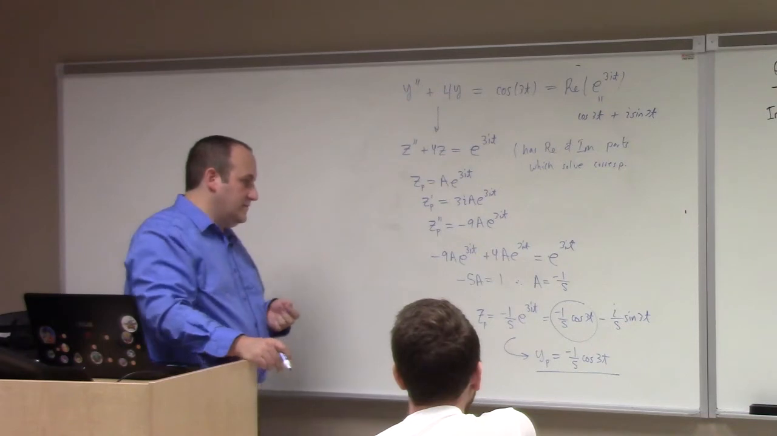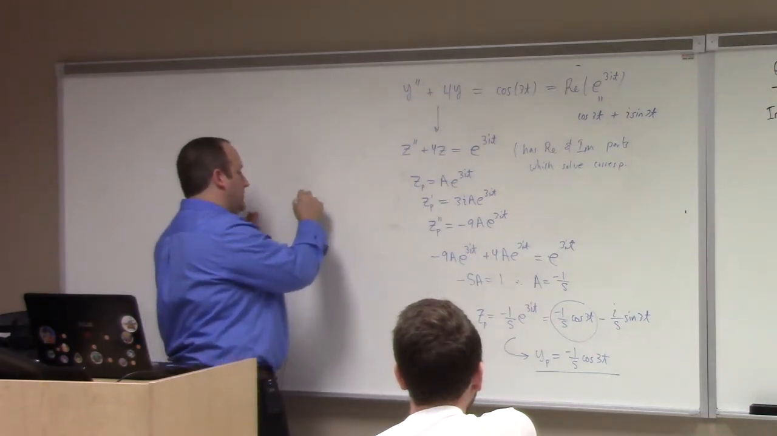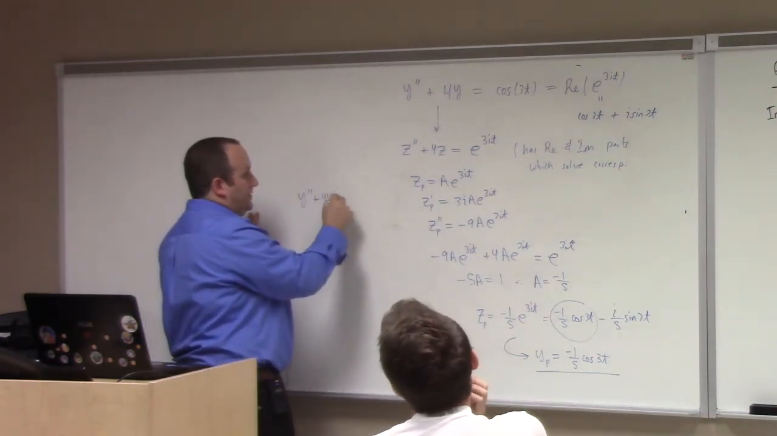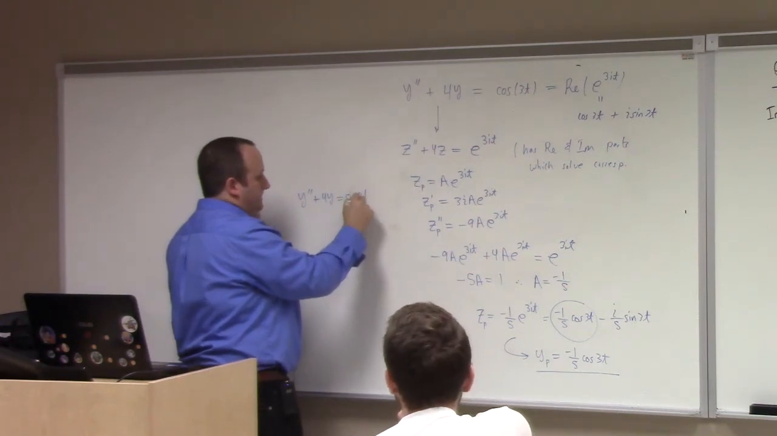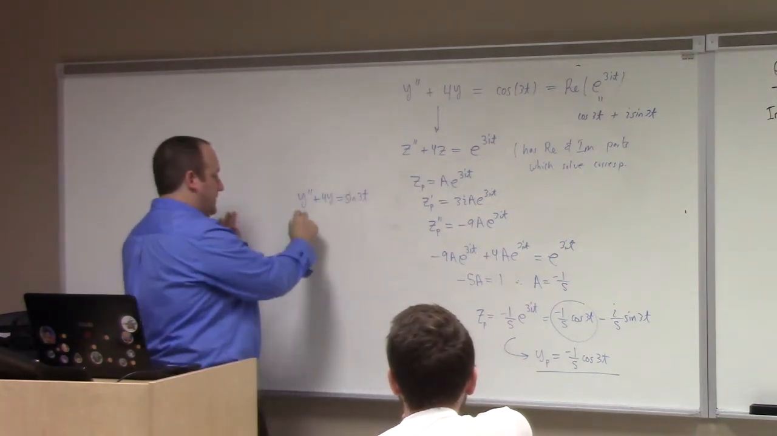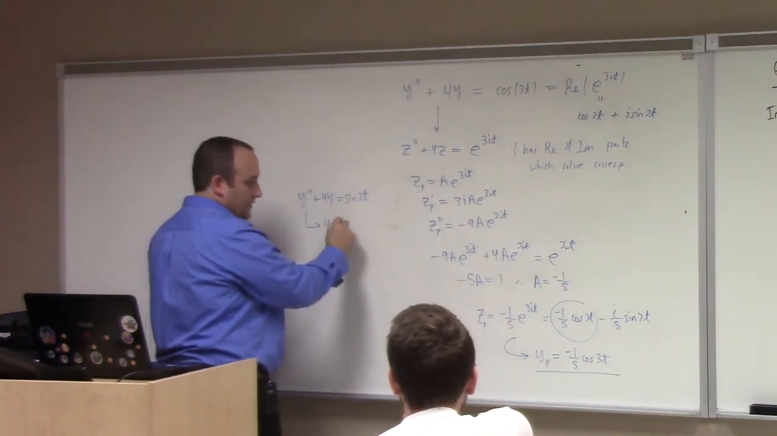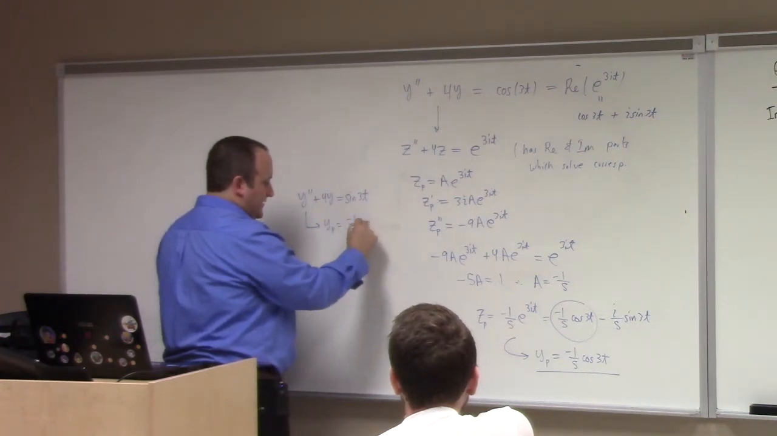And by the way, if I had been solving y prime prime plus 4y equal to the sine of 3t, then this would have particular solution minus 1/5 sine 3t just the same.